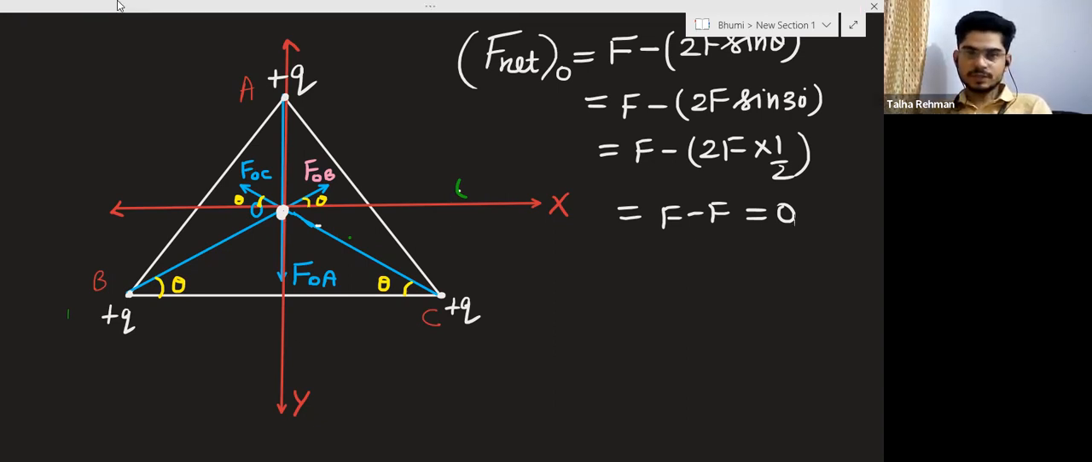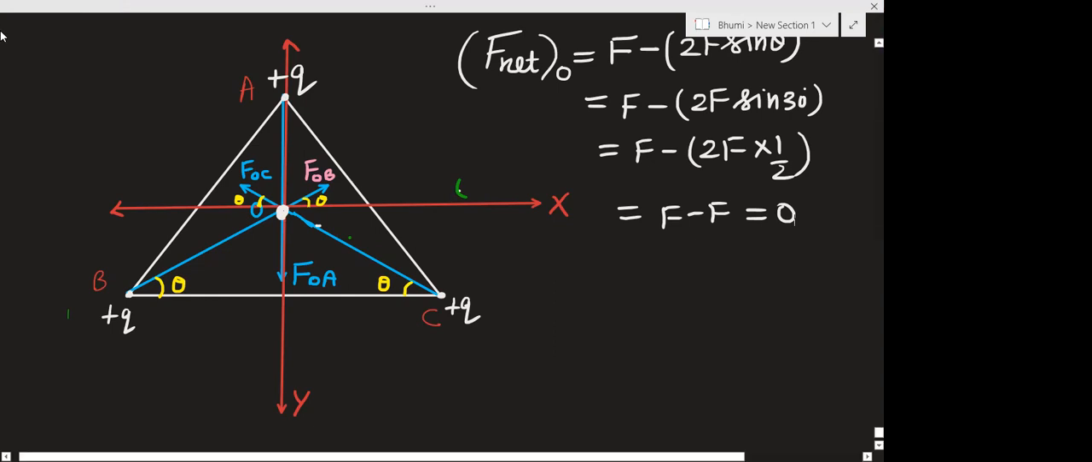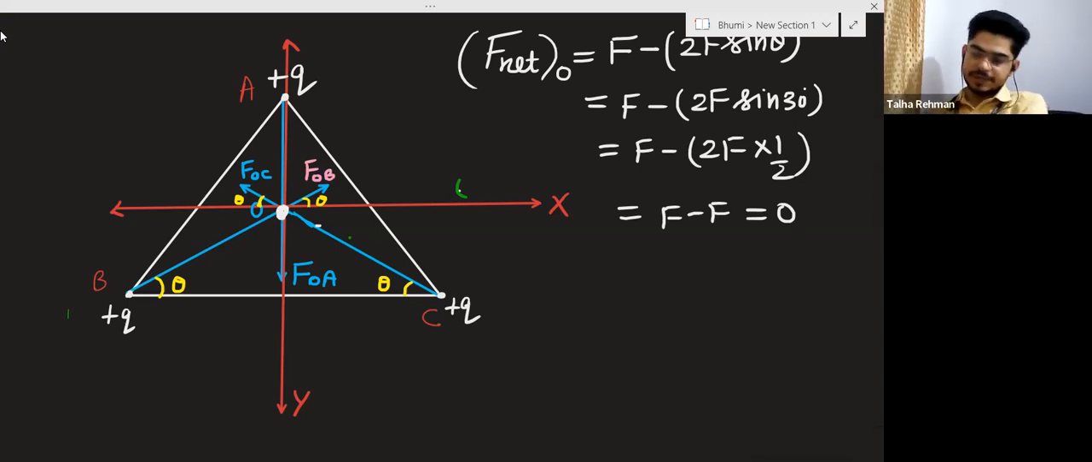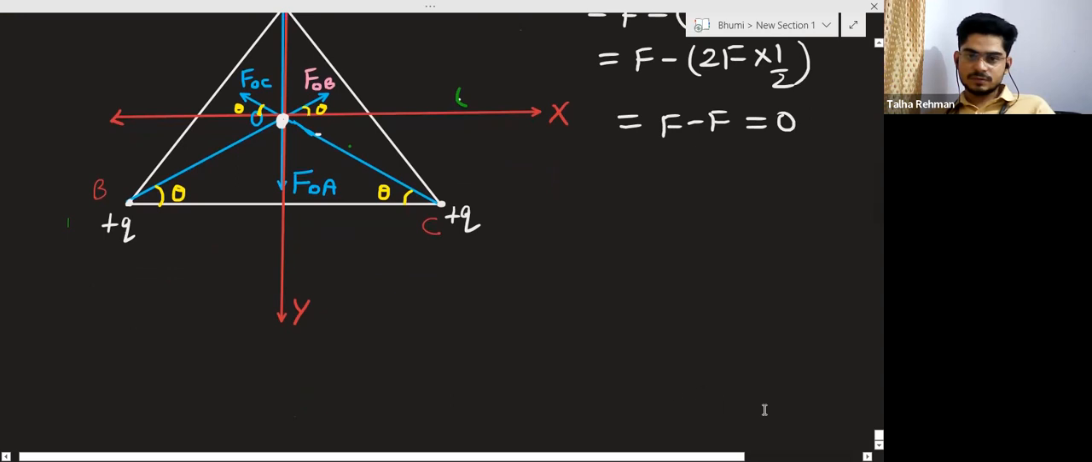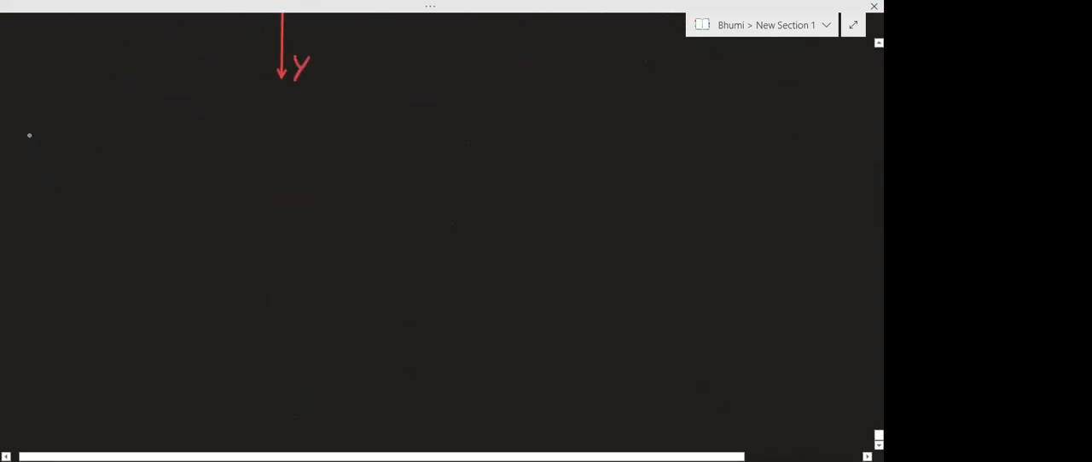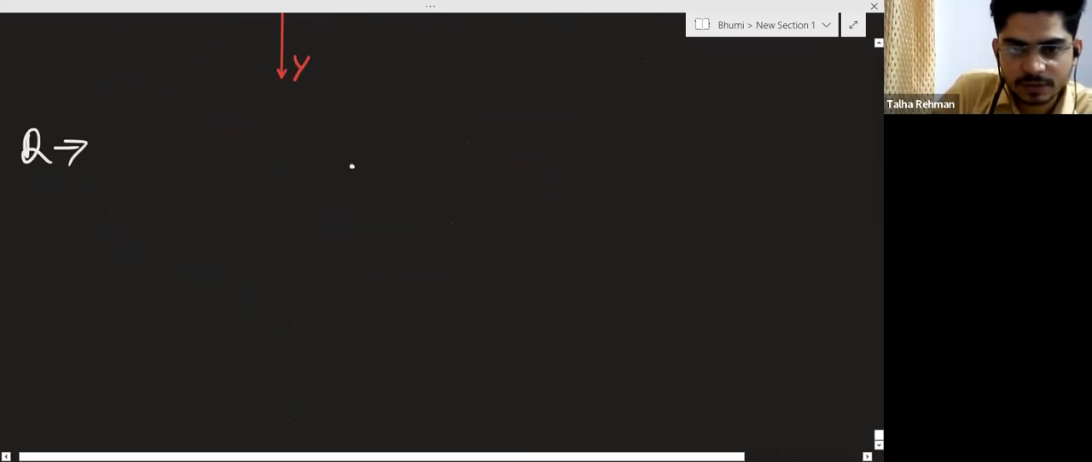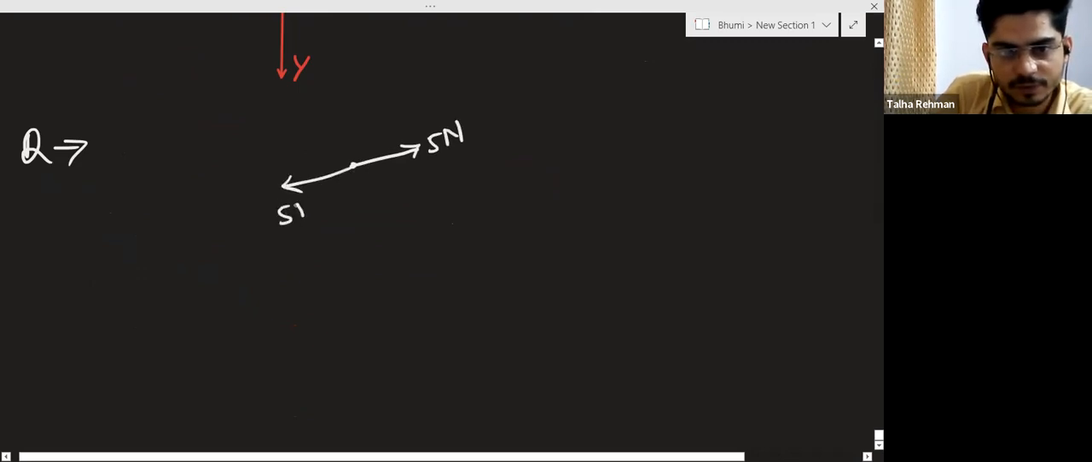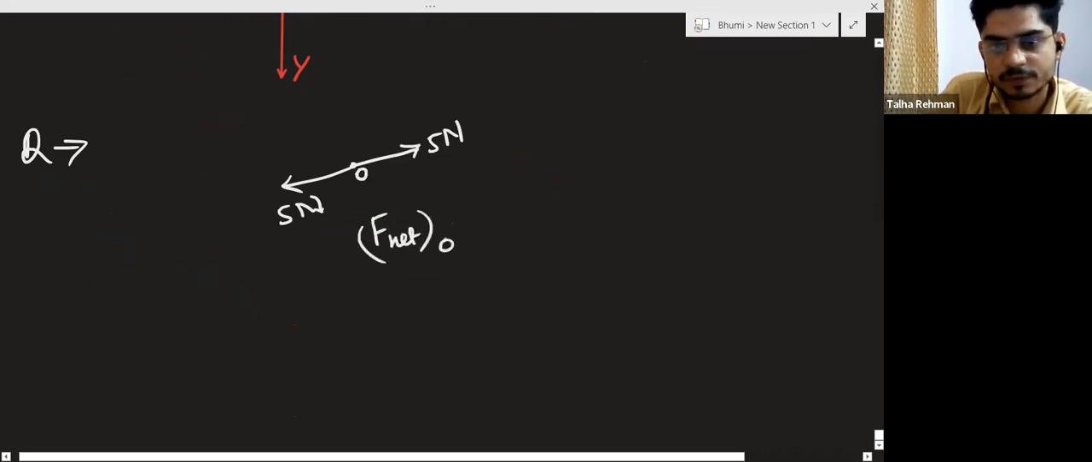When completed, please tell me. Yes, I completed now. So we will solve one easy question. So Bhumi, please tell me the answer. This is a point. Here is a force of 5 Newton and here is a force of 5 Newton. What is the net force at point O?